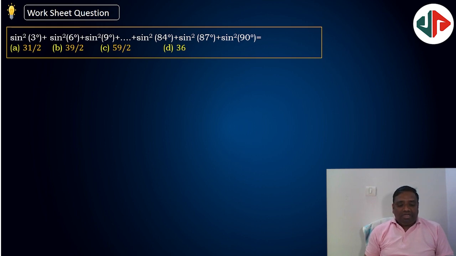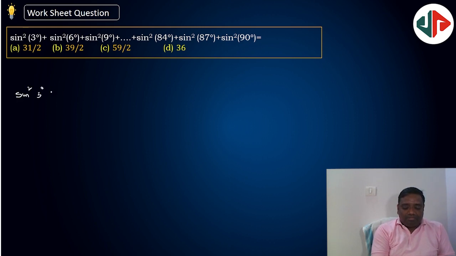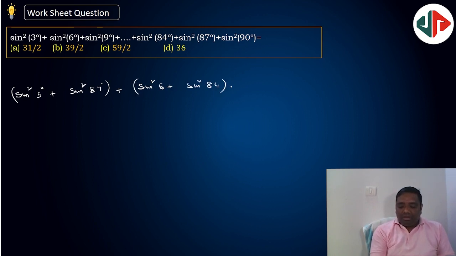Next this is sine square 3 plus sine square 6 degrees plus sine square 9 degrees plus so on, sine square 84 degrees plus sine square 87 degrees plus sine square 90 degrees. It is a complementary angle concept. Can we rewrite this value as sine square 3 degrees plus sine square 87 degrees plus sine square 6 degrees plus sine square 84 degrees plus so on, sine square 44 degrees plus sine square 46 degrees.